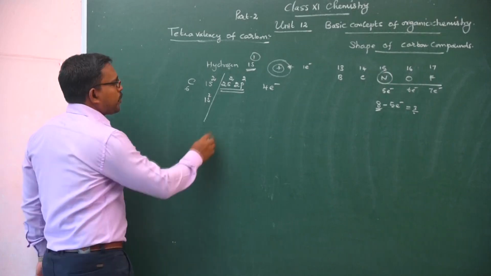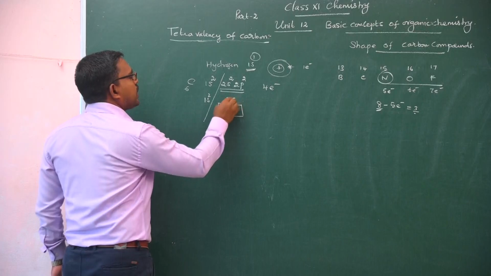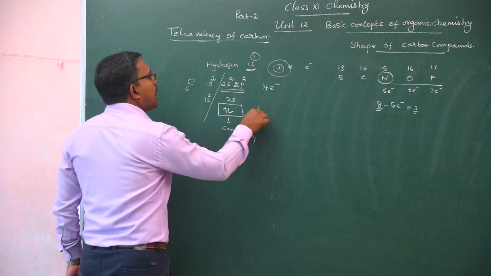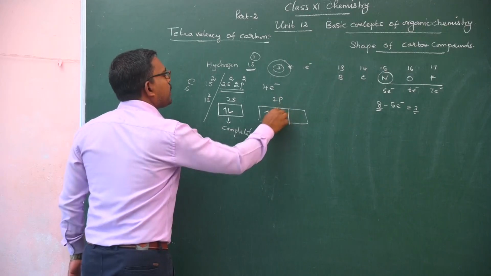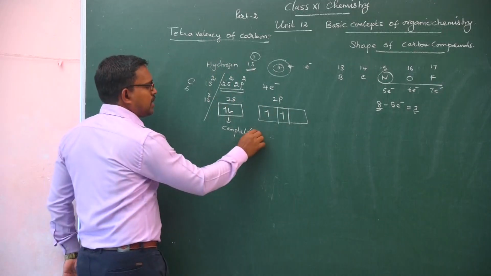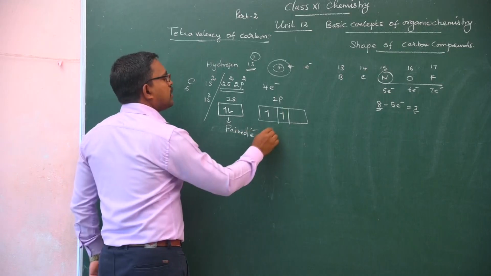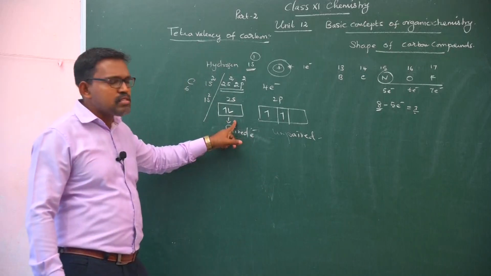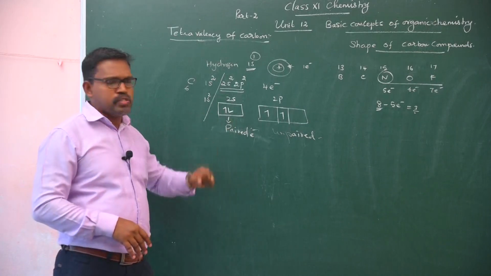Look at this electronic configuration. 2 electrons are present in the 2s orbital, which is completely filled, and 2 electrons are present in the 2p orbital. The 2p orbital consists of 2 unpaired electrons. The completely filled one is the paired electrons, and these are the unpaired electrons. Paired electrons do not involve bond formation. Then how can we say the valency of carbon is 4?